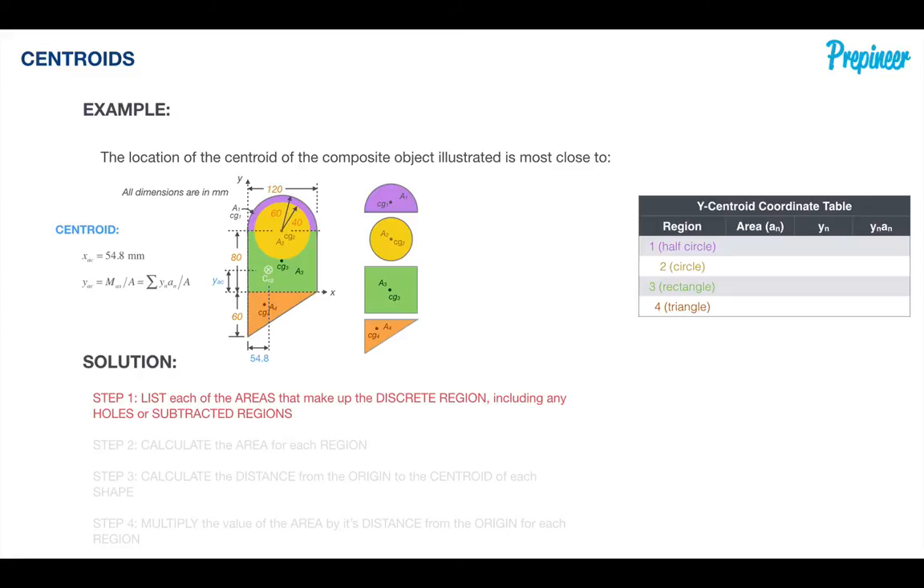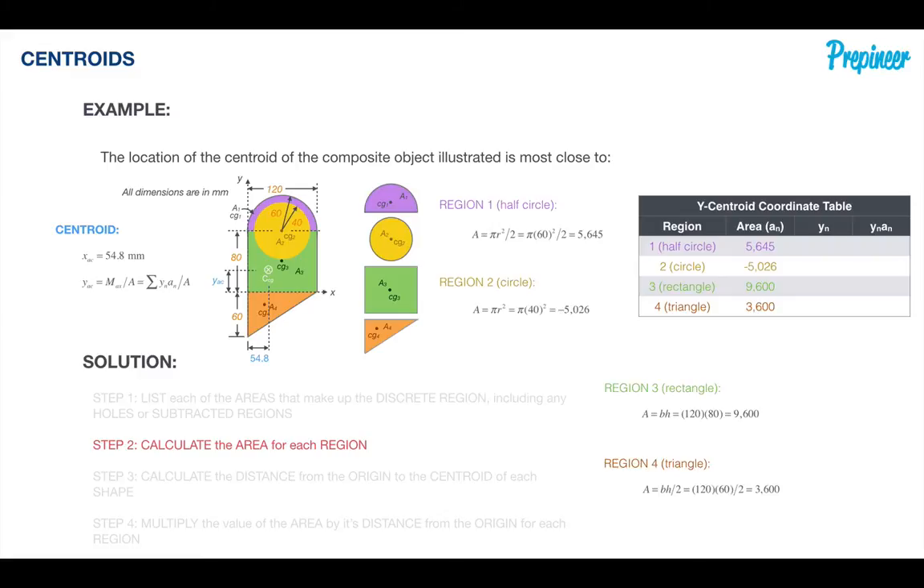So that's our first table. Now we have to figure out what our y-centroid coordinate looks like, so we're going to have a y-centroid coordinate table. Step 1 is obviously to list each of the areas. We've already done that in our x-coordinate table, so we don't have to rehash it. Step 2 is to calculate the area for each of our regions. Again, we've already done that, so there's no need to rehash that work. We have all the values defined, and we just plug them into our coordinate table as such.